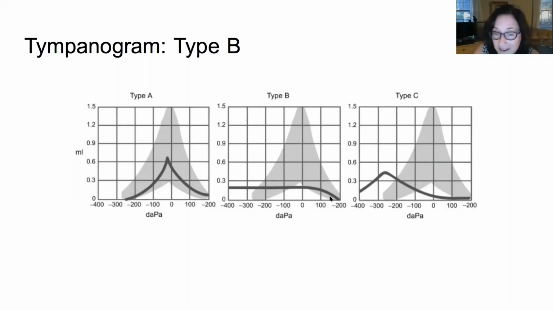Now, a flat tympanogram can occur for a number of reasons. It could be that it's just not moving, it could be fluid in the middle ear, or it could be a hole. There are ways to tell whether there's fluid or a hole, and we'll go in. I gotta go back.